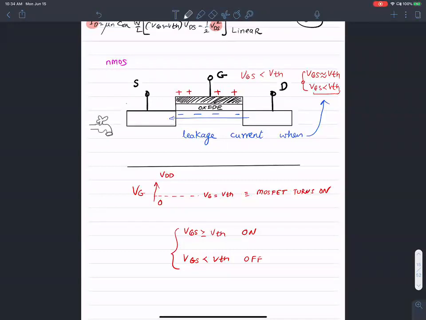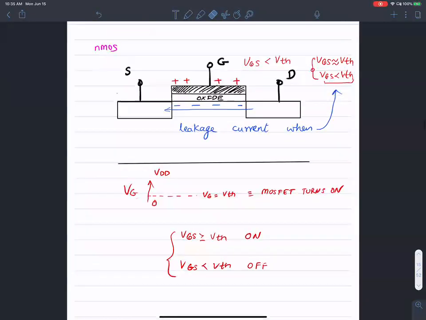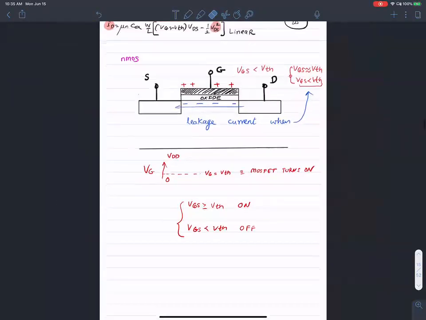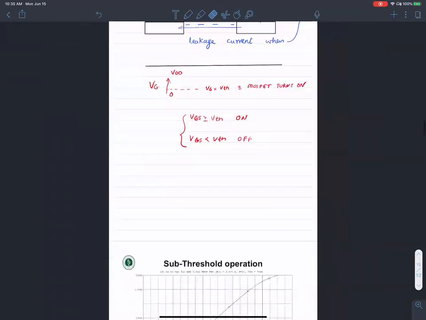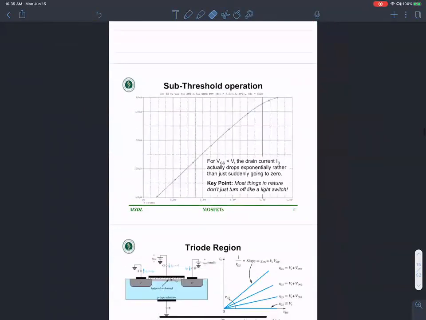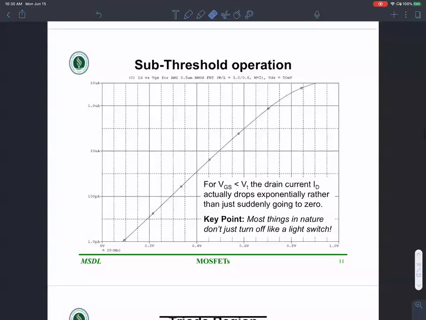Pretty similar to a tap that is dripping. There is some leakage current. I'm not the best artist in the world, and I don't want to draw something and make it appear like something else. Okay, so here is the idea.